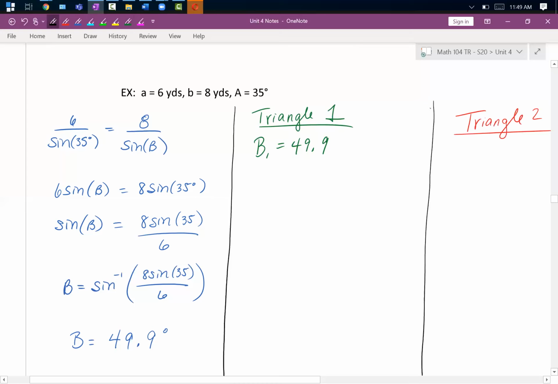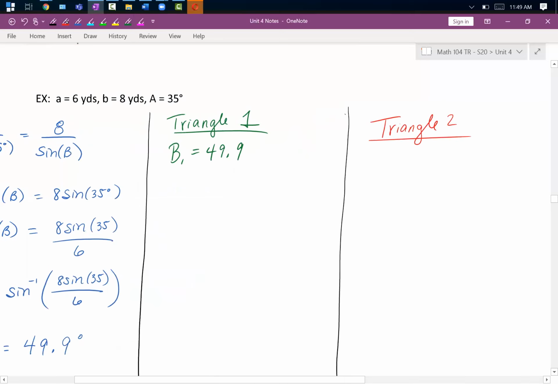All right, so B1 is 49.9. So B2, our second option, is going to be the supplement of that. So the supplement is 130.1. And I'm good with this second triangle as long as I don't get a negative angle measure. All right, let's find the next angle in each triangle, which is going to be C1. Remember, to find this, we're taking the total 180 minus the angle that was given minus the angle we found.